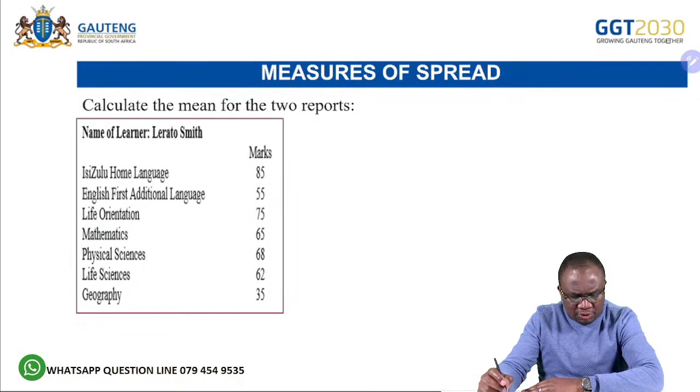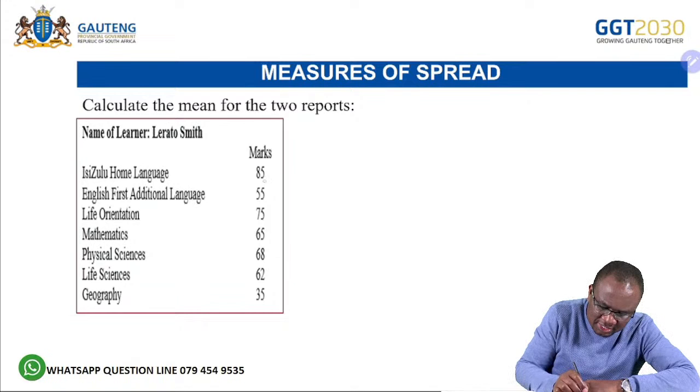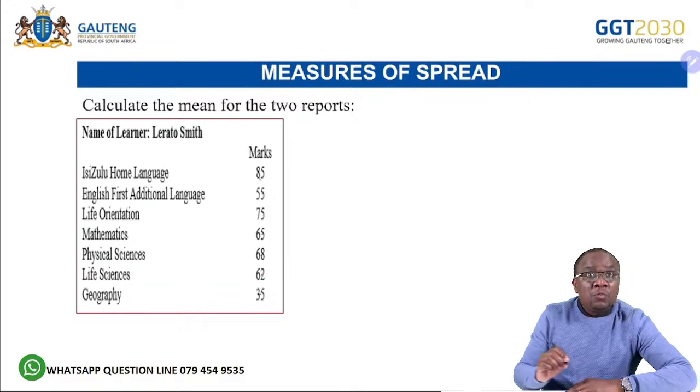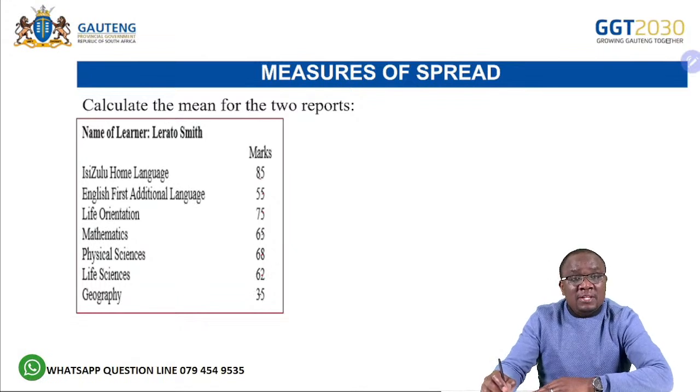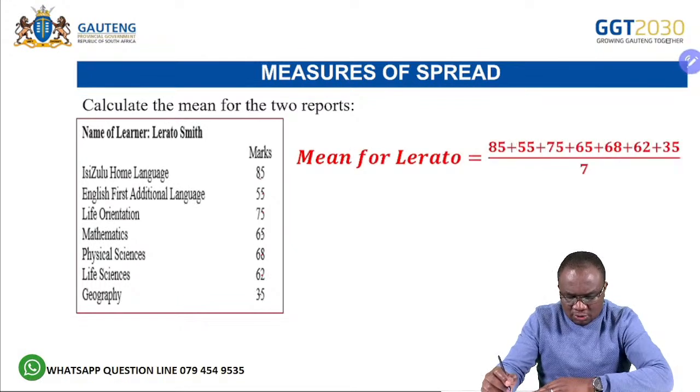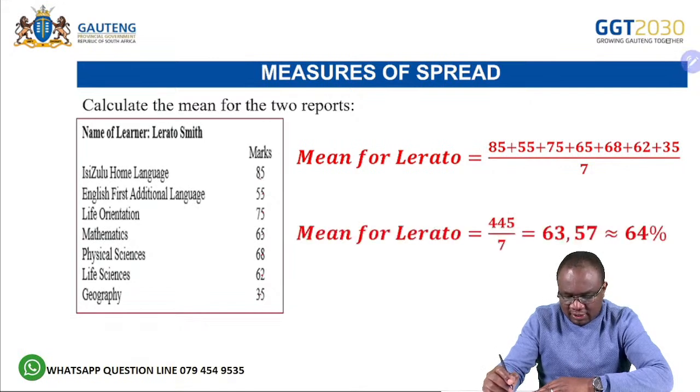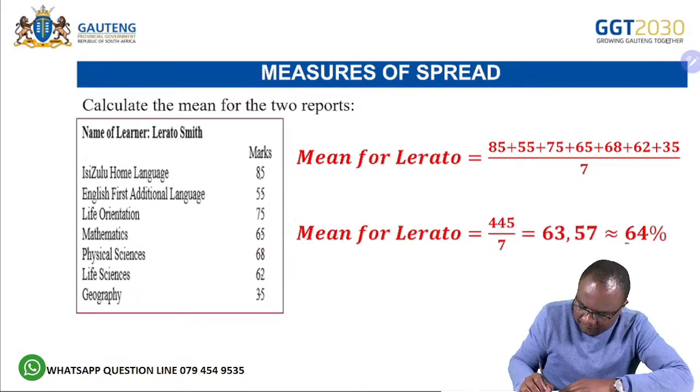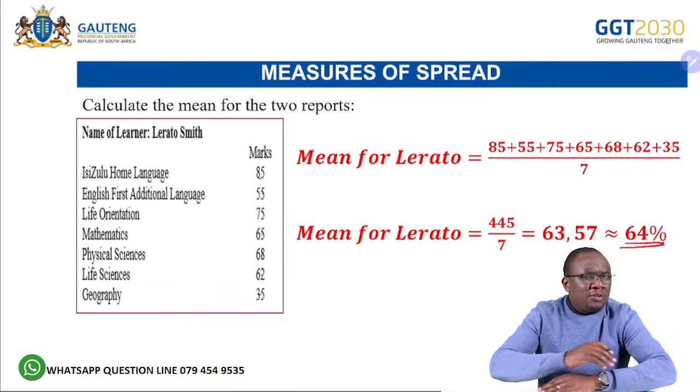Okay, we'll do the mean for Lerato. So we add all these numbers. 1, 2, 3, 4, 5, 6, 7. We add the 7 of them, and then we divide by 7. So it's going to be, the mean for Lerato is 64%.